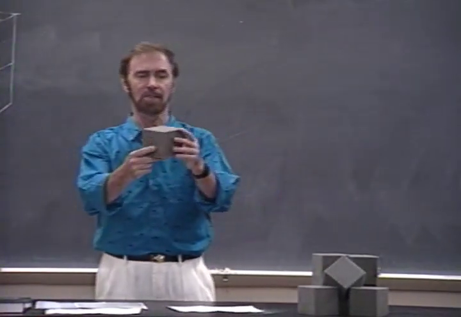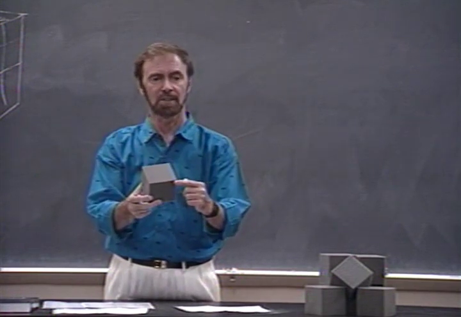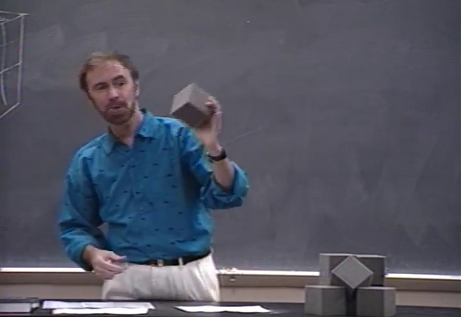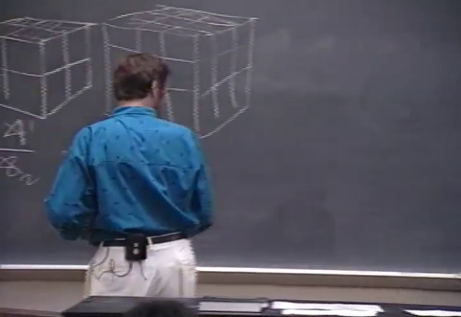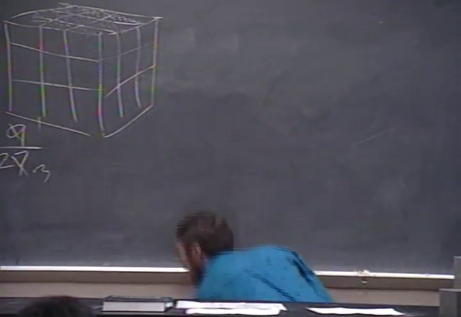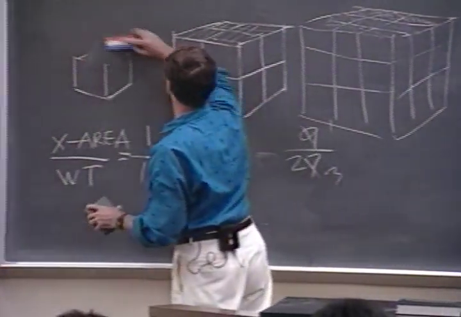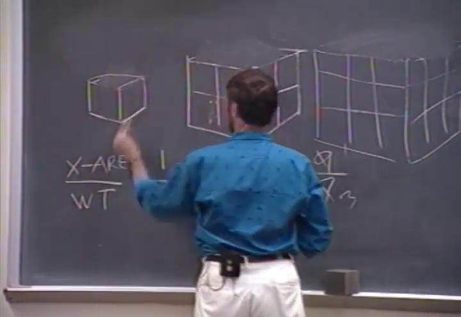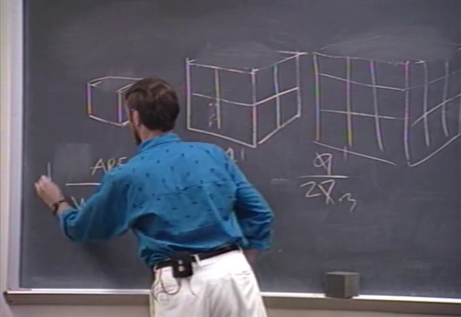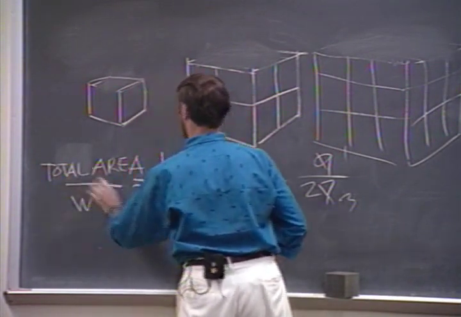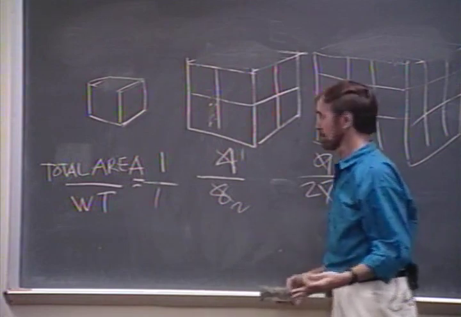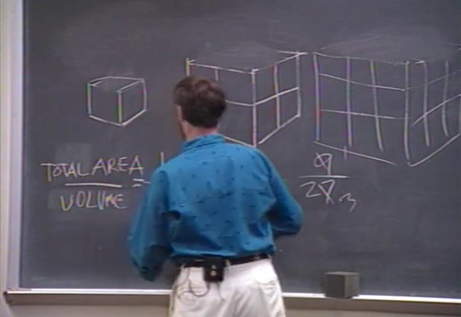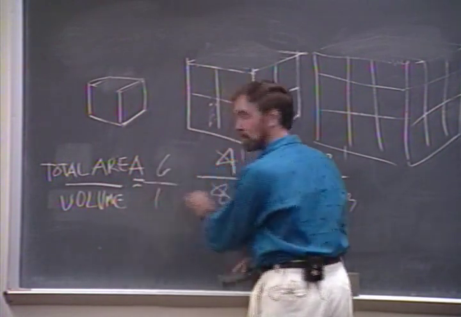I want to talk about the idea of the total area of something. What's the total area of this cube? Let's call this 1 unit. Then the total area is 1 here, 2, 3, 4. Can you see there's 6 sides? Okay. So I have a total area here of 6. So far I've been talking about cross-sectional area, just the area through here. Let's talk about the total area to volume. Here, it's 6 to 1.